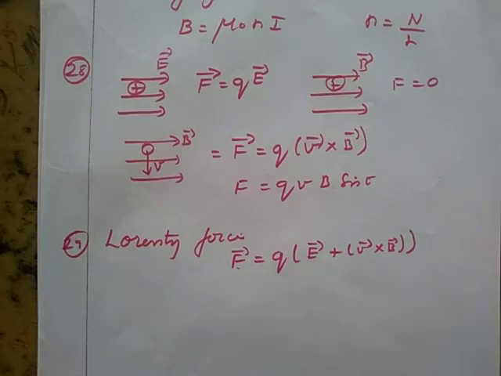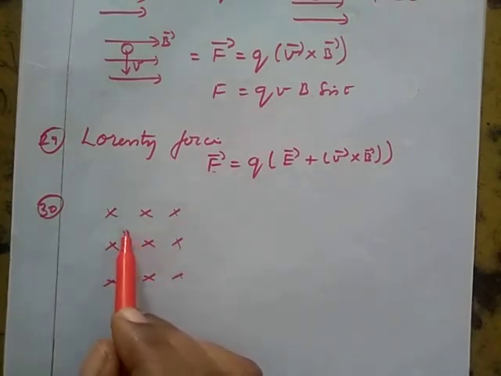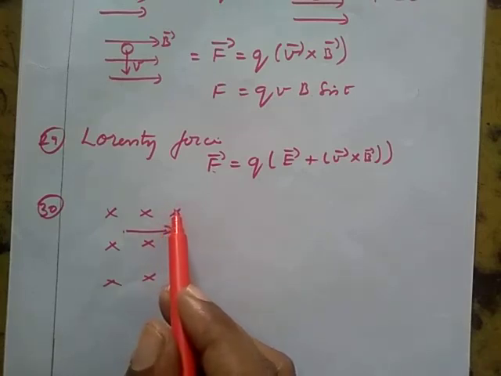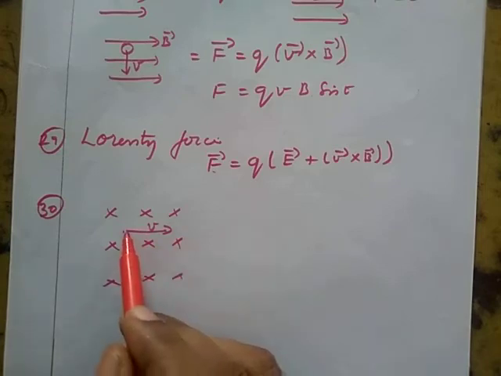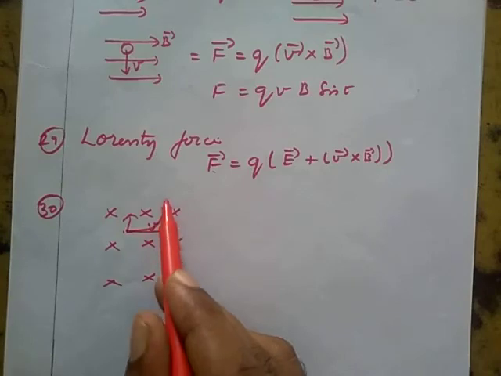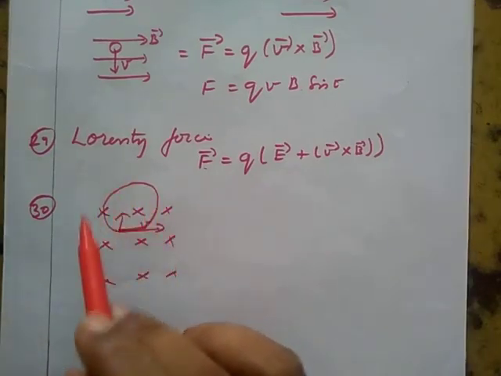Then, using this Lorentz force, we look at the motion of a charged particle in a magnetic field. Suppose a charged particle is moving in a magnetic field. It experiences a Lorentz force. Here the cross represents the magnetic field directed inward. The particle moves with velocity v and experiences a Lorentz force. Due to that Lorentz force, it moves upwards, so it will rotate in a circular path.